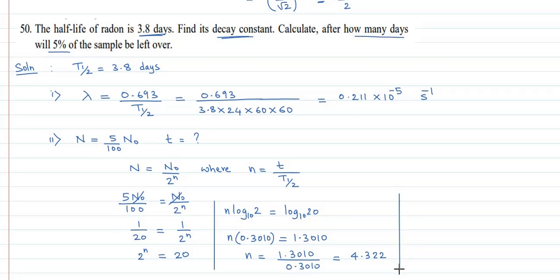So from this formula, I will write t is equal to n into t half. n we have calculated, 4.322, into t half, which is 3.8 days he has given. So if you multiply, you will have 16.42 days. So these are the problems from the model question paper. Hope it is helpful to you all, students.